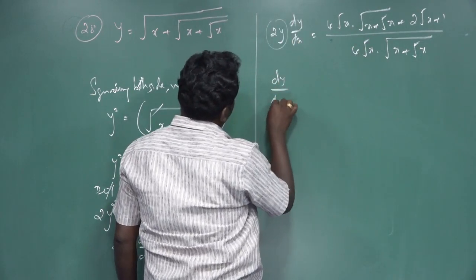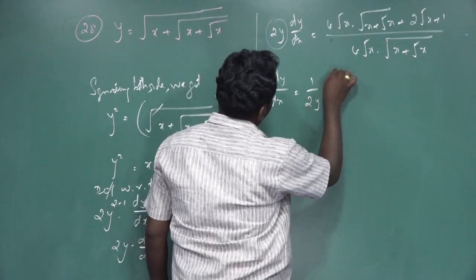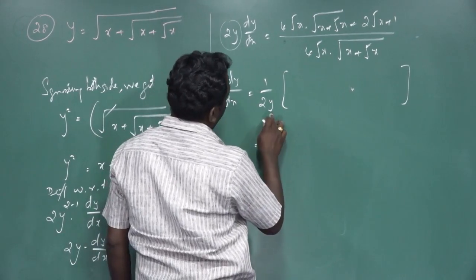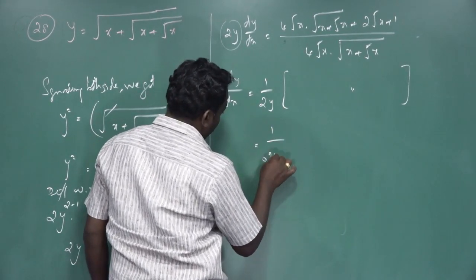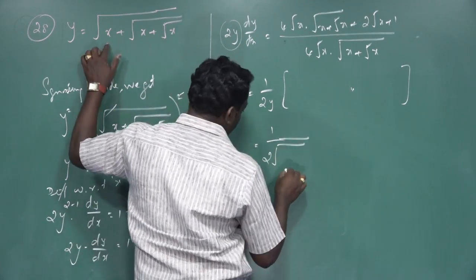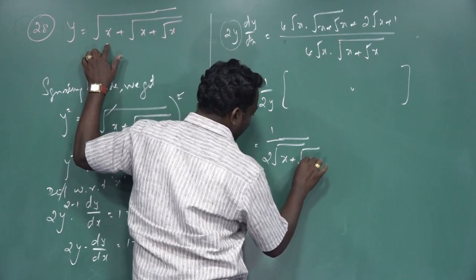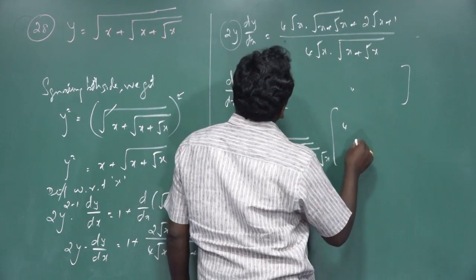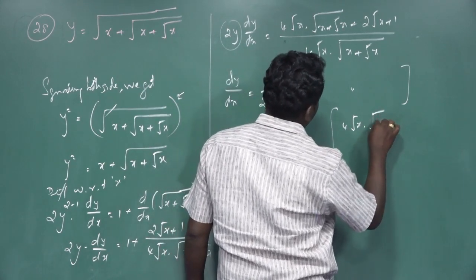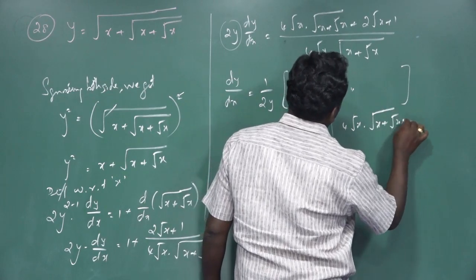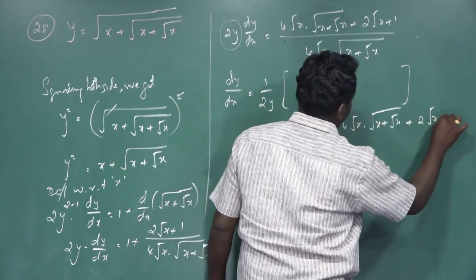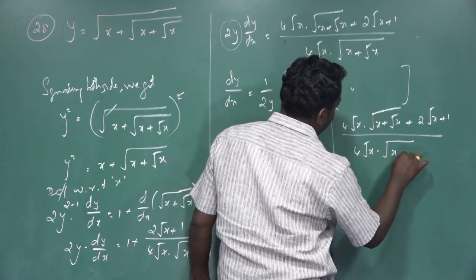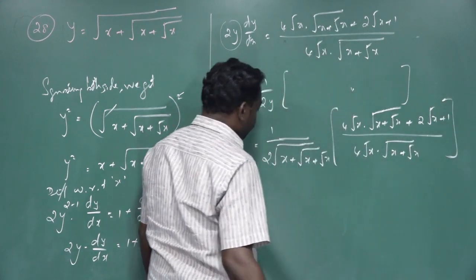Therefore dy by dx is equal to 1 by 2y, with the term within the bracket as it is. Now substitute the value of y: 1 by 2 into the square root of y, which is root x plus root of x plus root x, and within the bracket 4 into root x into root of x plus root x, and then plus 2 into root x plus 1 by 4 into root x into square root of x plus root x. This is within the bracket term.